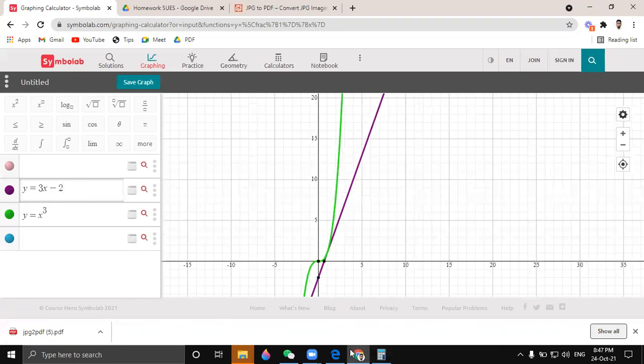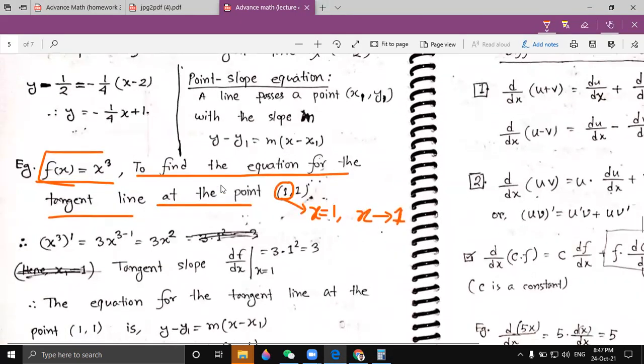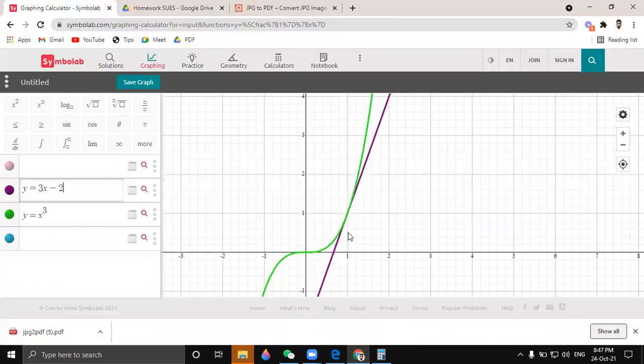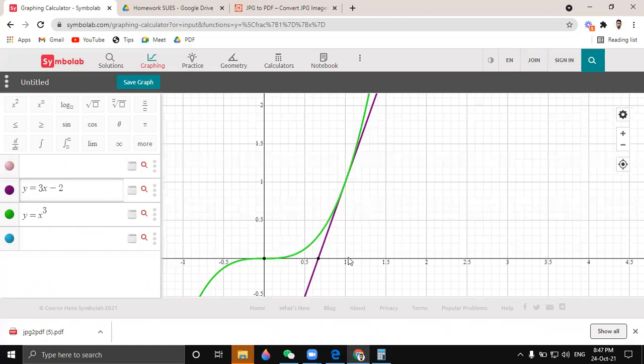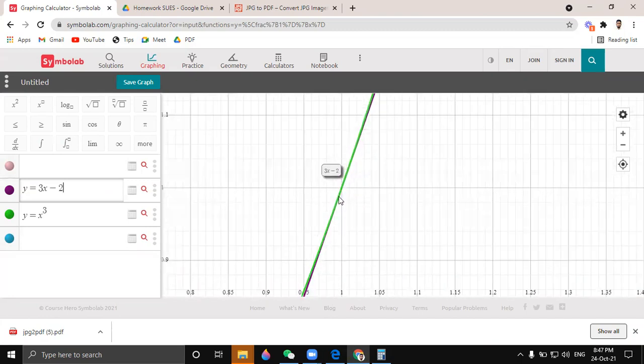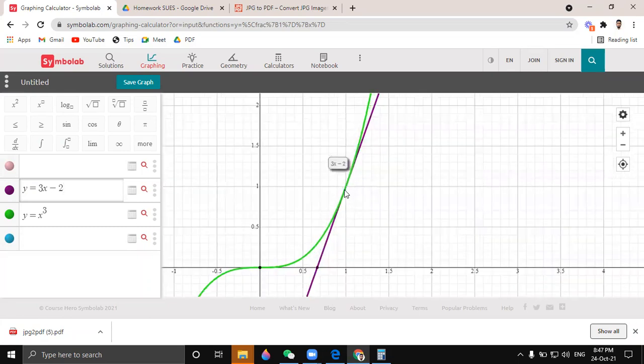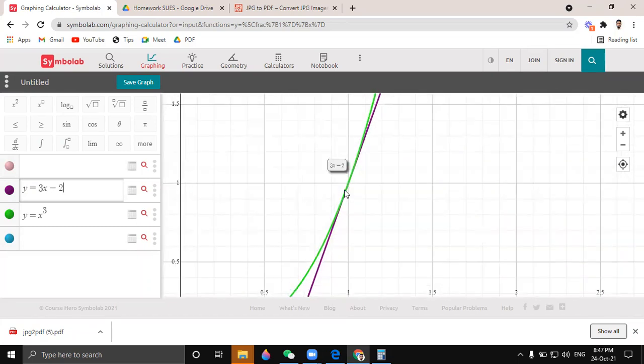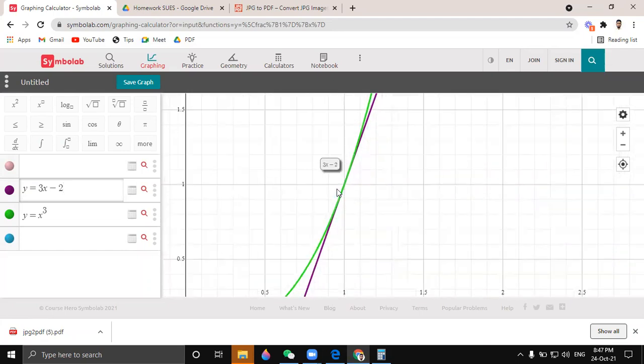So where is our point? Our point is 1 comma 1, right? So in this graph, the 1 comma 1 point is here. This is x equal to 1 and y is equal to 1 here, right? And you can see our tangent line is touching this 1 comma 1 point. This is not intersecting, just touching. And this tangent line has a slope.